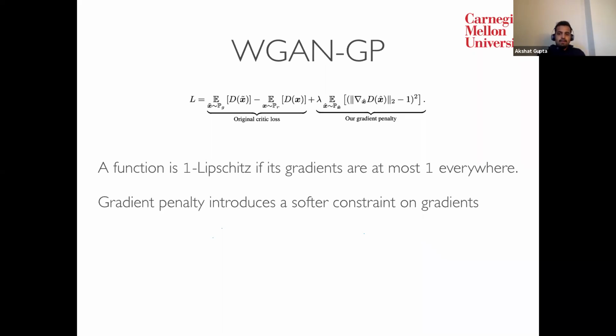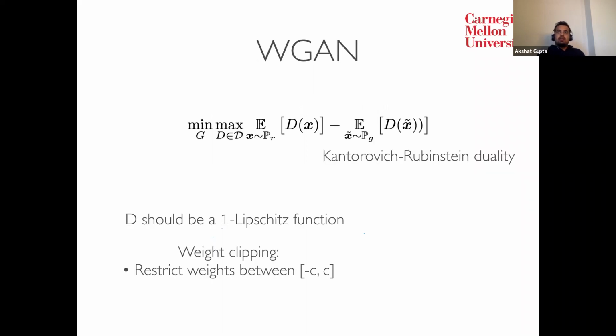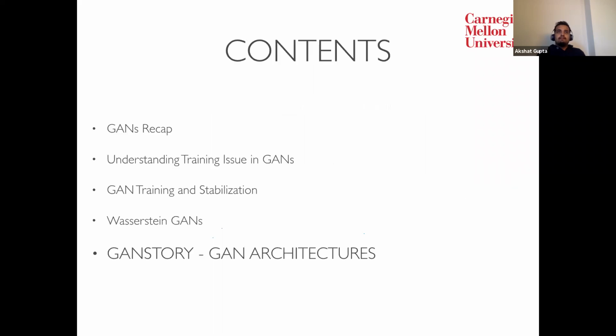With that, again, just reiterating the fact that the gradient penalty is a softer constraint than the weight clipping that was used in the original GANs formulation.